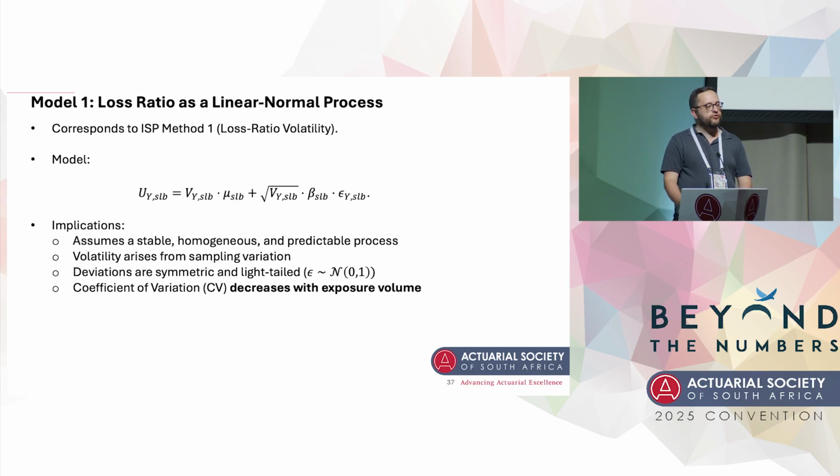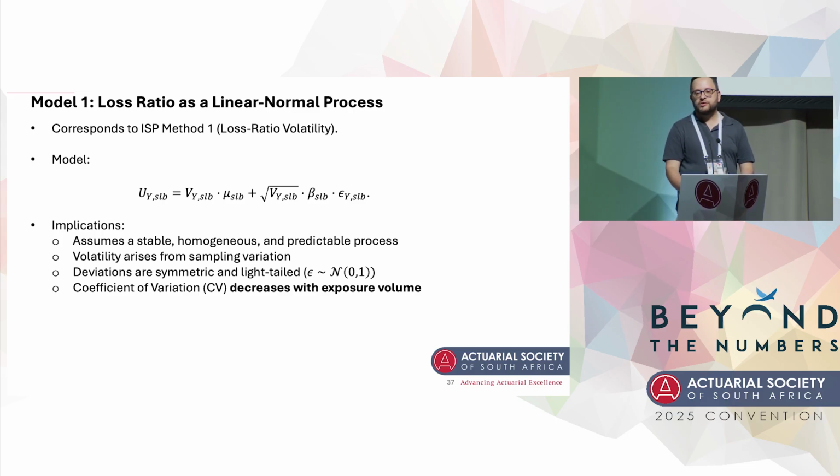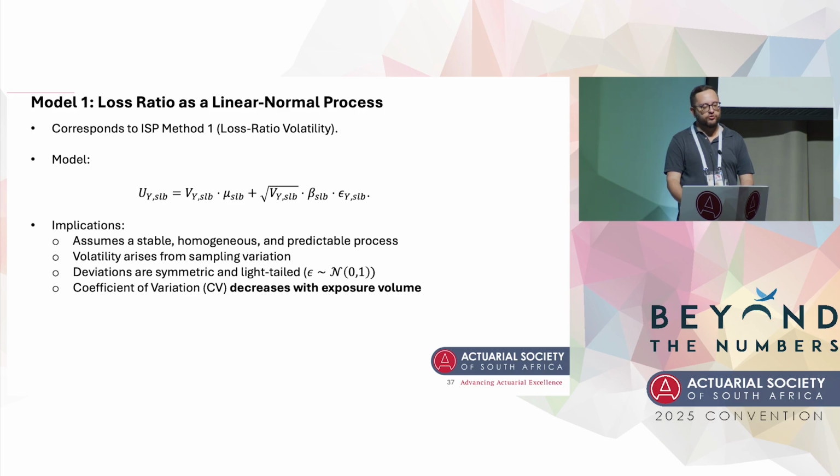So the 3 models go through a really shocking evolution in terms of complexity. The first model is basically just a loss ratio volatility process. So here is your best estimate loss ratio on the left part of that equation. And on the right-hand side, you've got your volume measure, a risk parameter, and another distribution, which is generally assumed to be a normal distribution.